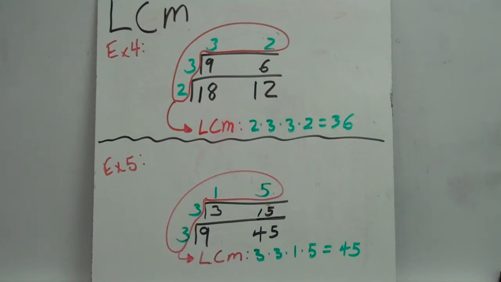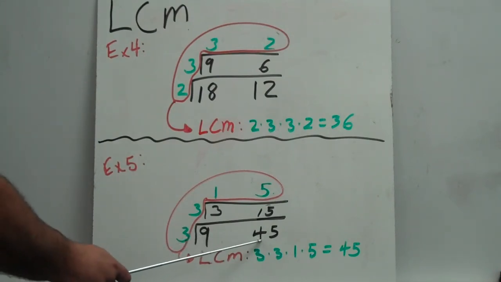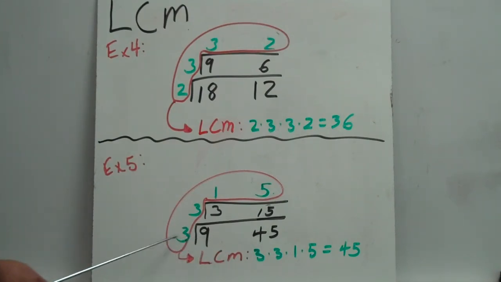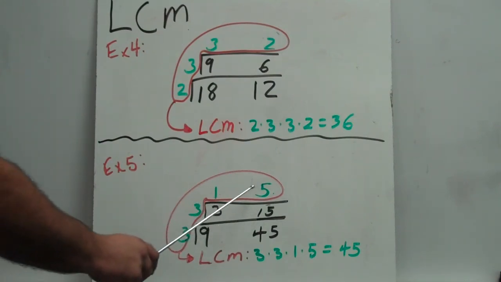And then for the numbers 9 and 45, we can factor a 3 out of the 9, and 9 divided by 3 is 3. And we can factor a 3 out of the 45. 45 divided by 3 is 15. And then when we have the line 3 and 15, we can still factor out a 3. So 3 divided by 3 is 1. 15 divided by 3 is 5.